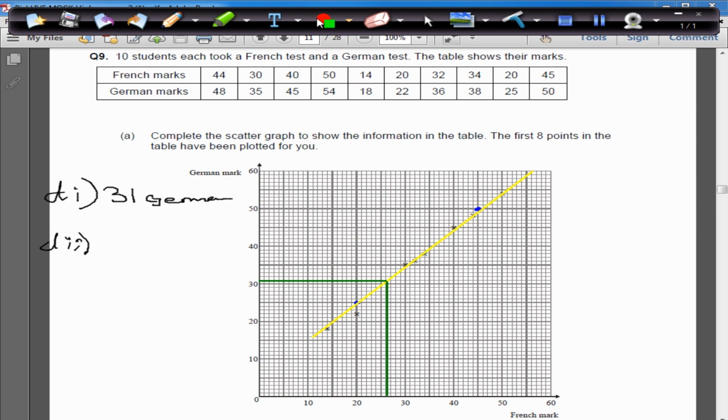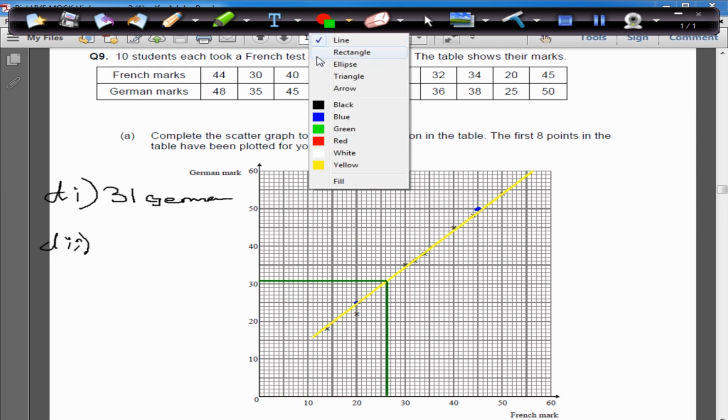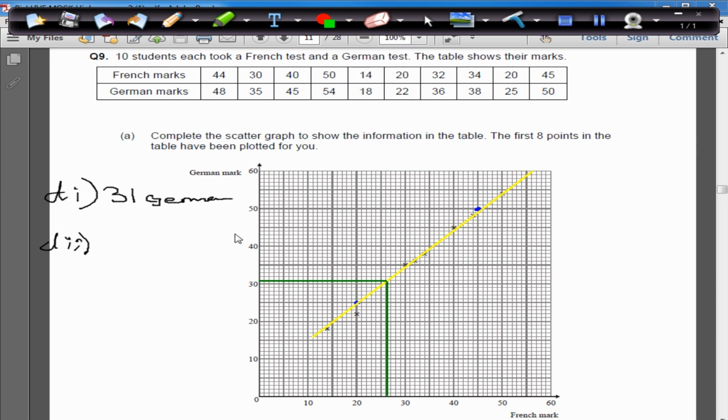So now let's get up our ruler again. Which line will we go for now? Blue. And we're going on the German side for 43. Where's 43, folks? 41, 42, 43 is there. You go across, and we touch the graph. Okay, and we need to go a little bit more.